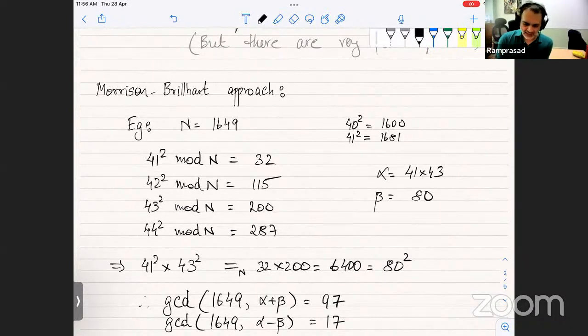But how are we suddenly supposed to discover that 32 times 200 is a square? How could we have discovered something like that? To make life simple, we'll try to factorize the numbers we end up getting. Hopefully these numbers are small enough that factorization is easier, and we'll try to formalize this soon. So I know 32 equals 2 to the power 5. And 115, I can divide this by 5, and I end up getting 23 or something.